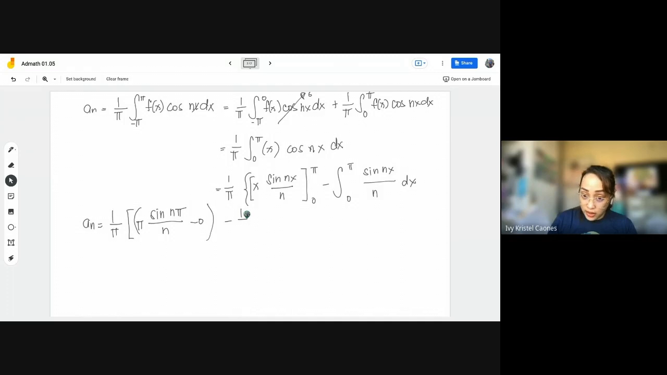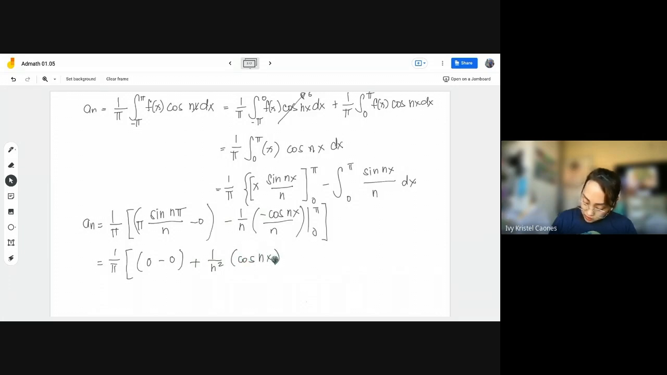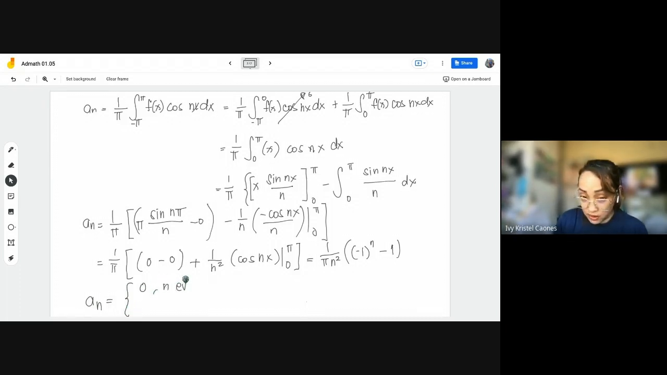minus 1 over n times negative cosine nx over n from 0 to pi. So that will be 1 over pi, of course, 0 minus 0. Simplifying, it will be plus 1 over n squared cosine nx from 0 to pi, so 1 over pi n squared times negative 1 to the n minus 1. Therefore, our a sub n will have the value of 0 whenever n is even, and that will give you negative 2 over pi n squared whenever n is an odd number.